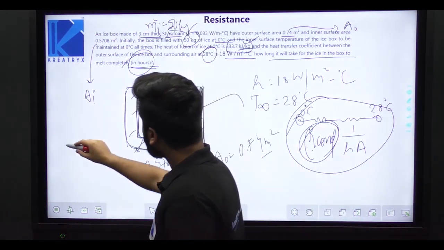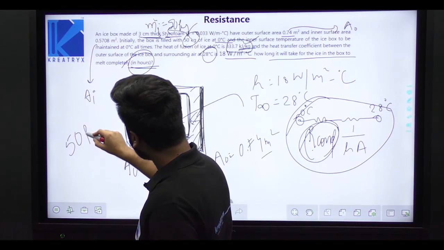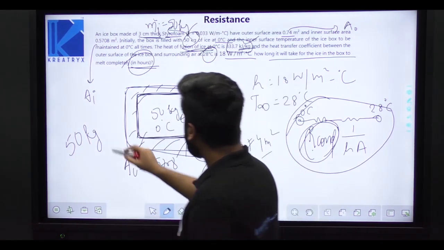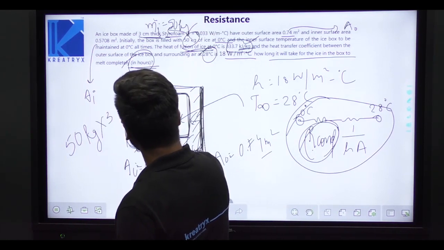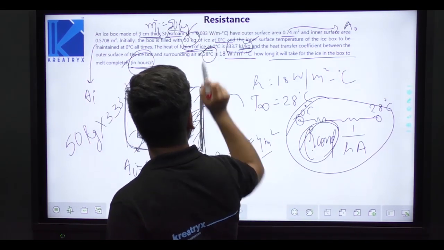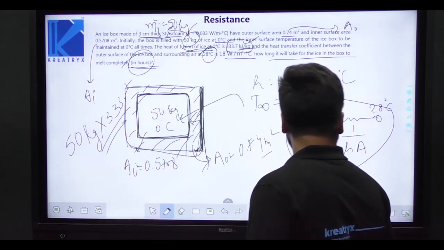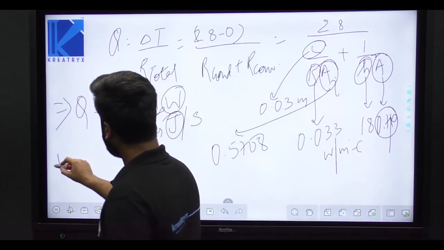So this will be mass of ice times its heat of fusion, that is 333.7 kilojoule per kg. So this will be in kilojoules. So this is the heat required to melt all the ice.